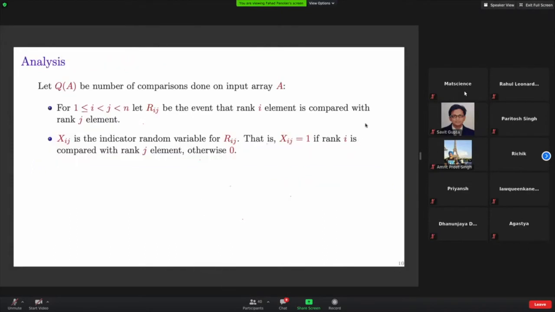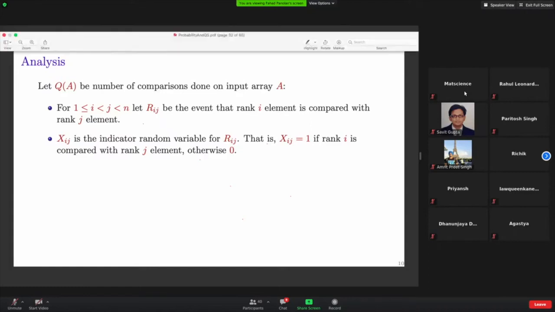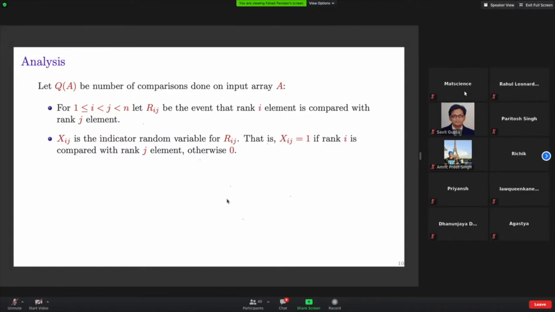Now we will come to that analysis. How does randomized quicksort take order n log n time? The time depends on the number of comparisons you make, a constant times the number of comparisons. So we just need to bound the number of comparisons. Asymptotically, this will be order of the number of comparisons.